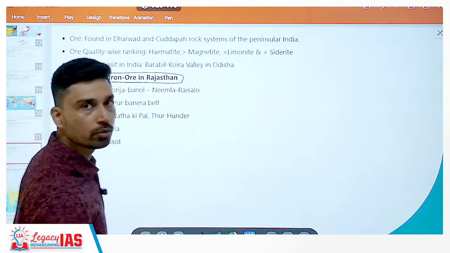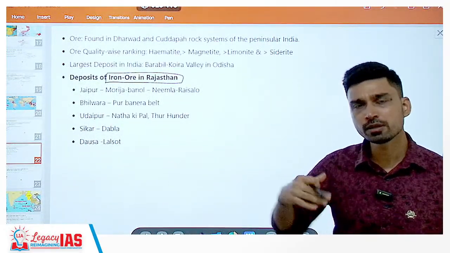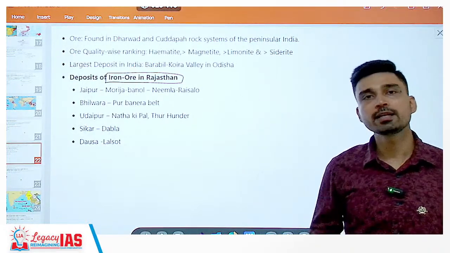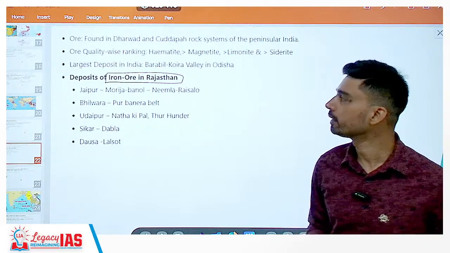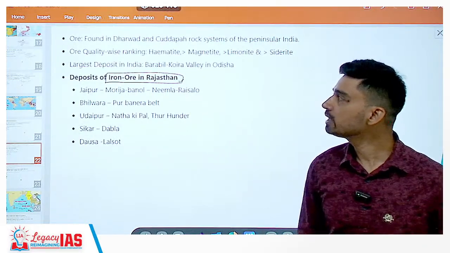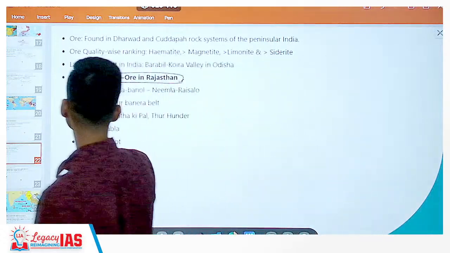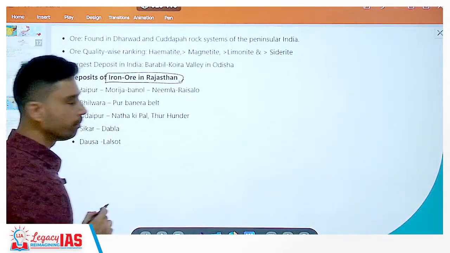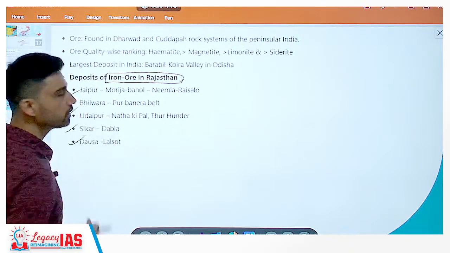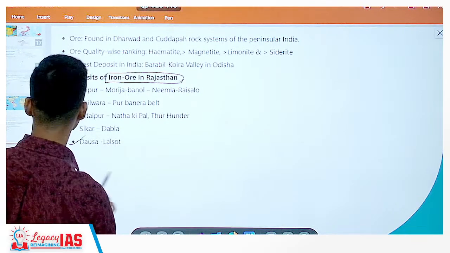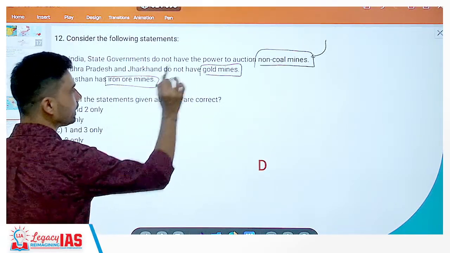Most of the iron ore in India is situated in the southern part of India, that is the Dharwar belt or the Chotanagpur plateau, and that is from where most of the extraction of ore is happening. However, deposits of iron ore have been found in Rajasthan also, especially around cities such as Jaipur, Bhilwara, Udaipur, Sikar and Dausa. So, these are the 5 major cities where iron ore deposits have been found. So, that means the third statement is correct.